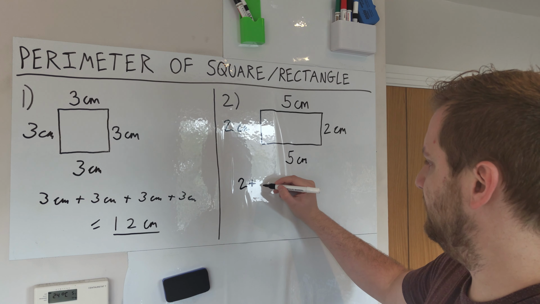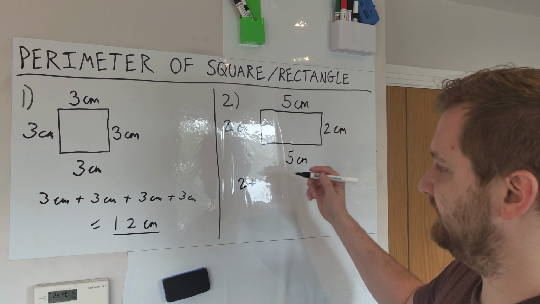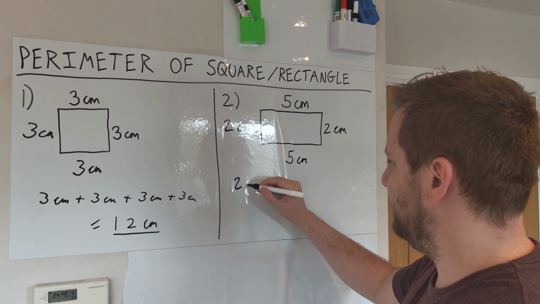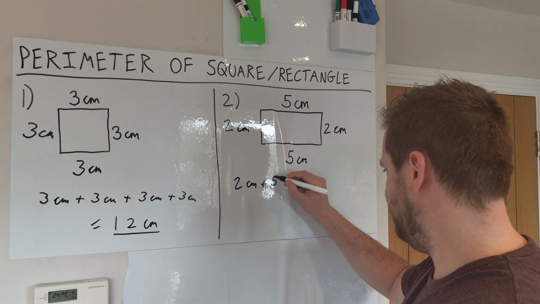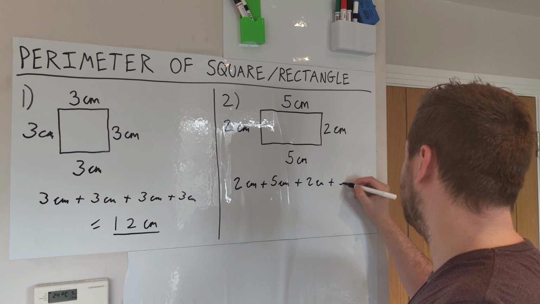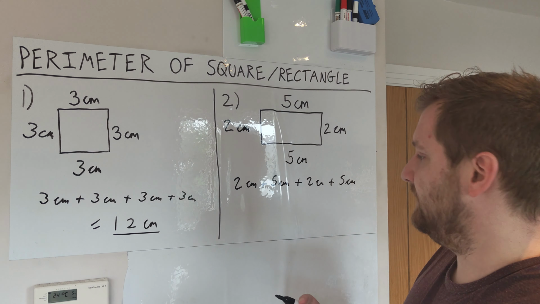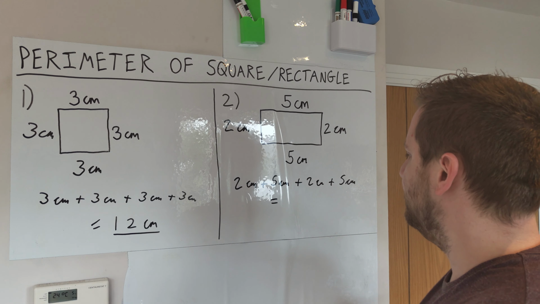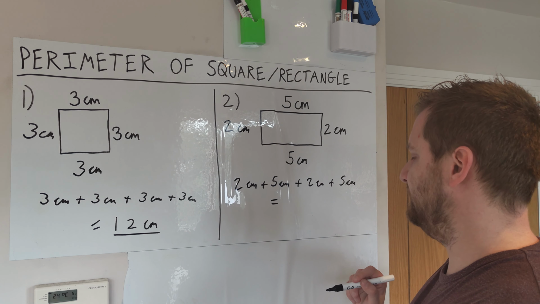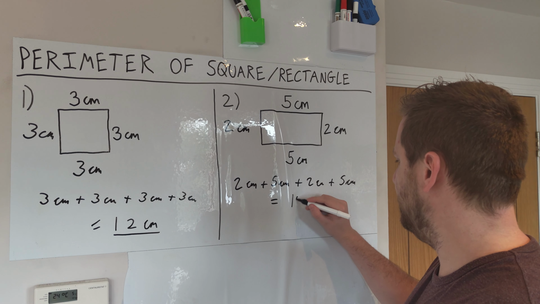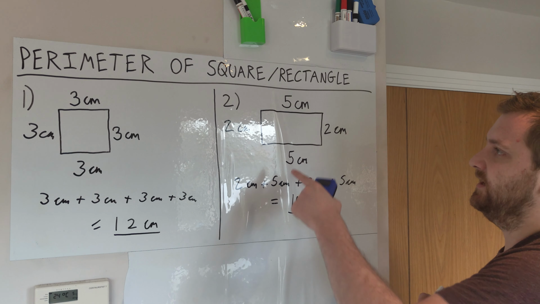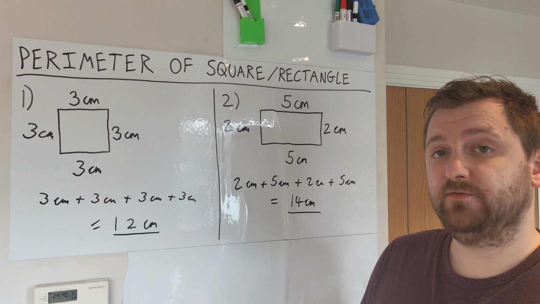You can do 2 plus 5 plus 2 and add the centimeters after, but maybe we should do the centimeters now. Keep it professional. So 5 centimeters plus 2 centimeters, and you can add them in any order, it doesn't matter, as long as you add them all correctly. So 5 centimeters plus 5 centimeters is 10, and then 2 centimeters plus 2 centimeters is 4. So our final answer is 14 centimeters, and that is the perimeter, or the distance around the shape. Hopefully that makes sense.